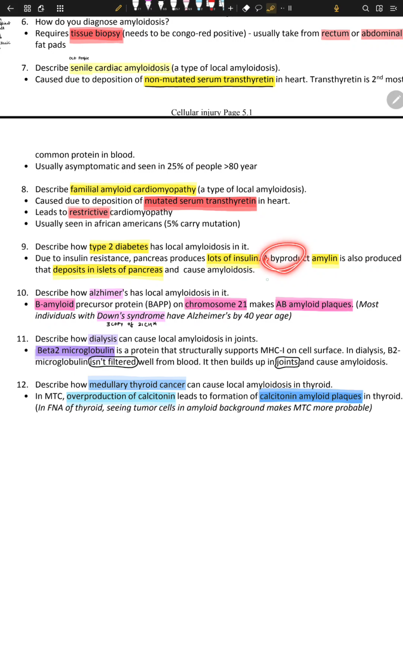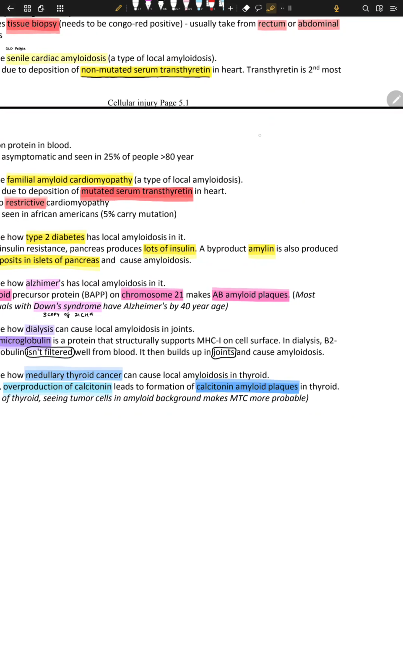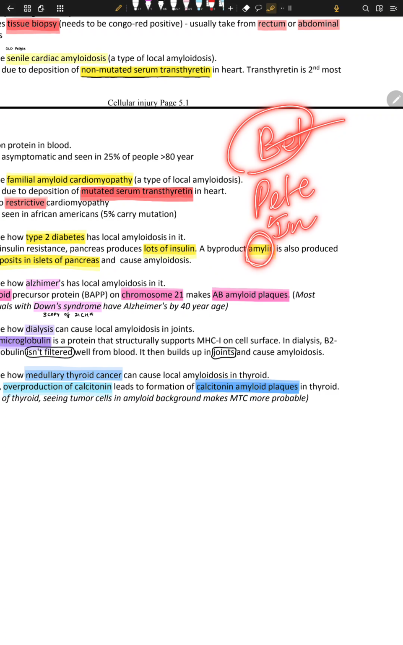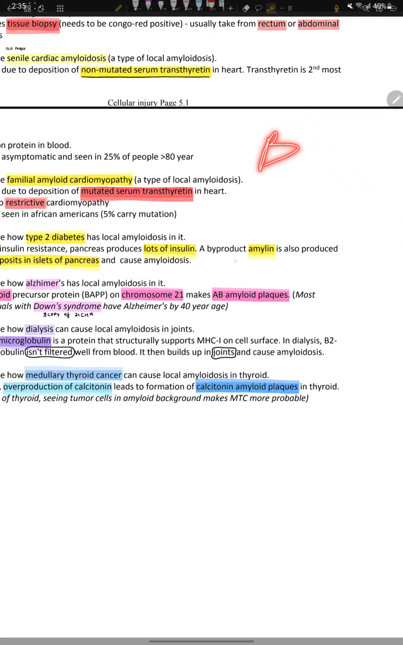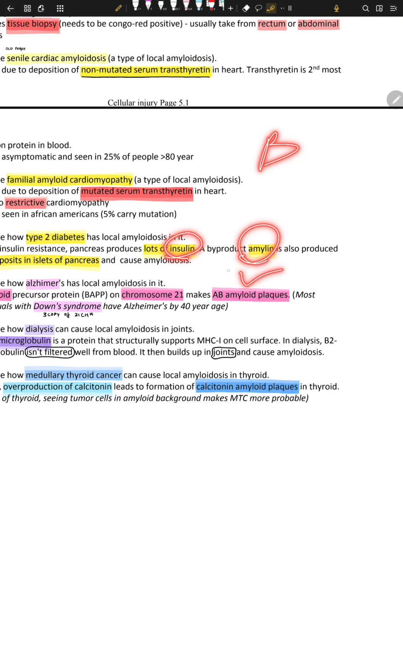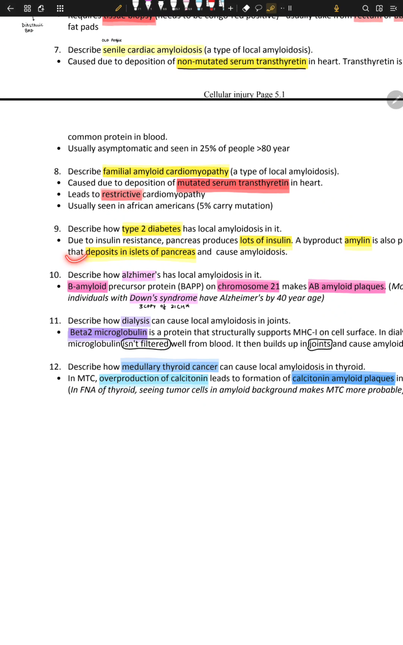Okay, so the byproduct is amylin. Always remember that the beta cells produce C-peptide and insulin and this amylin together. So amylin and insulin are released together from the beta cells of Langerhans. There are alpha cells, beta cells, and then gamma and delta, right? The beta cells of Langerhans produce amylin, C-peptide, and insulin together. So the byproduct amylin is also produced, and it deposits in the islet of the pancreas, and this causes amyloidosis.